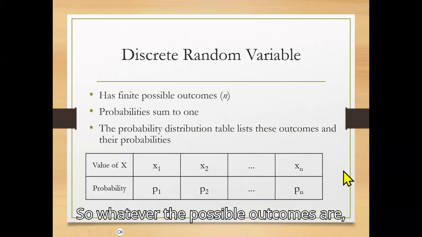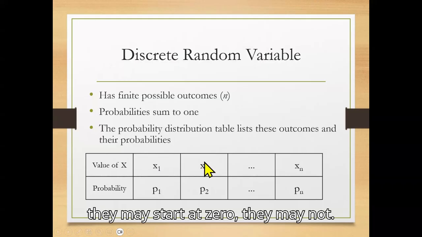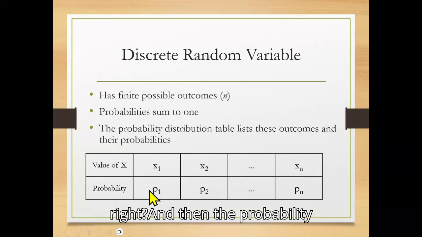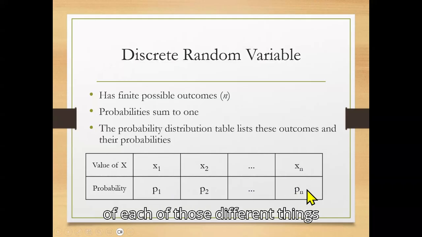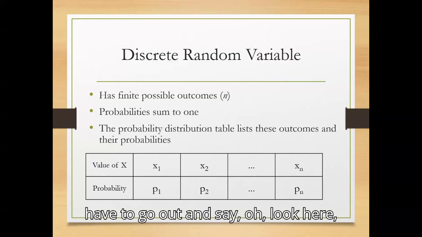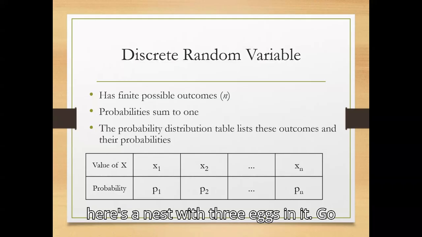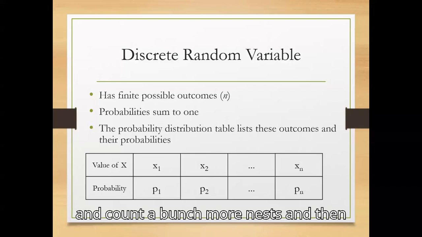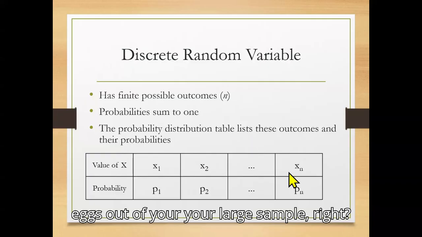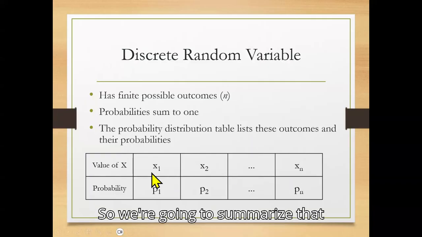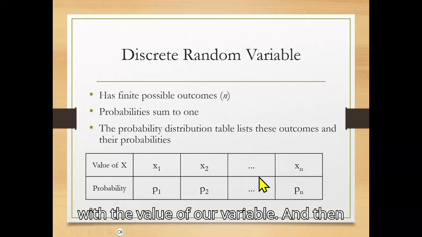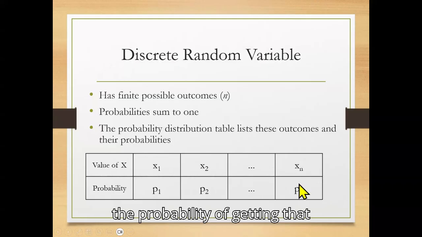So whatever the possible outcomes are, they may start at zero, they may not. We're going to write those down. What are all the possible outcomes? What's the sample space? And then the probability of each of those different things happening. So to get it from a real biological entity, we'll actually have to go out and say, oh, look here, here's a nest with three eggs in it. Go and count a bunch more nests and then find the frequency of nests with three eggs out of your large sample. So we're going to summarize that information by making a little data table with the value of our variable and then the probability of getting that particular outcome.